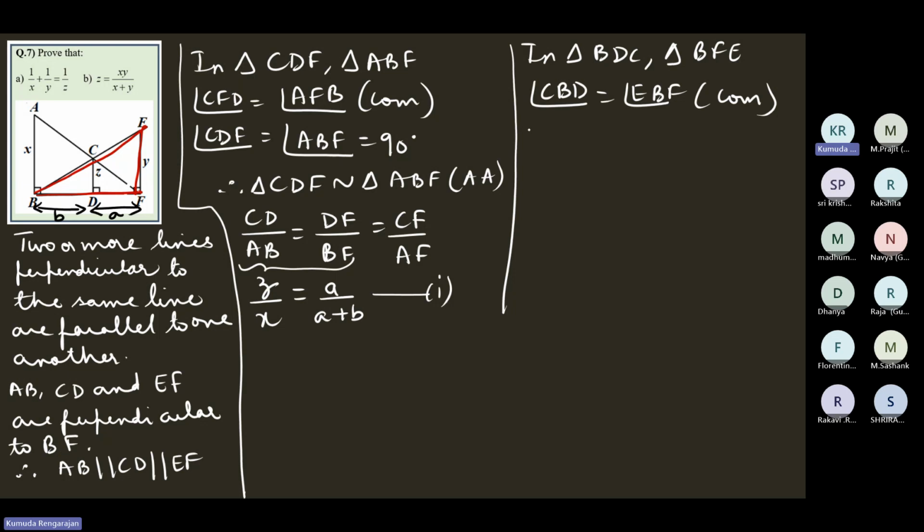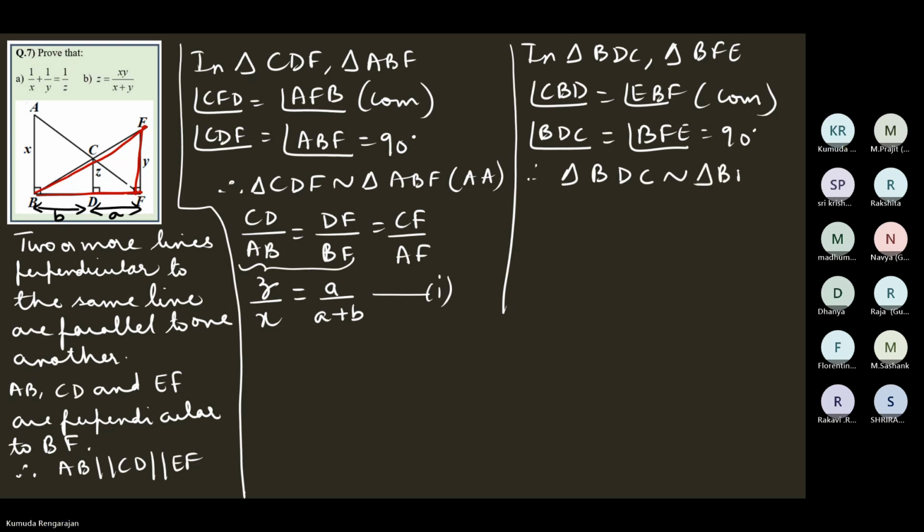And then 90 degrees. In the small triangle, angle BDC is 90. In the big triangle, angle BFE is equal to 90, given. Therefore, triangle BDC is similar to triangle BFE by the AA similarity criterion.